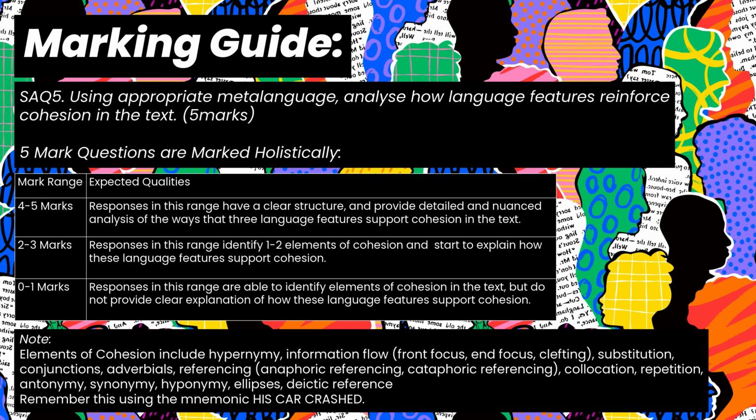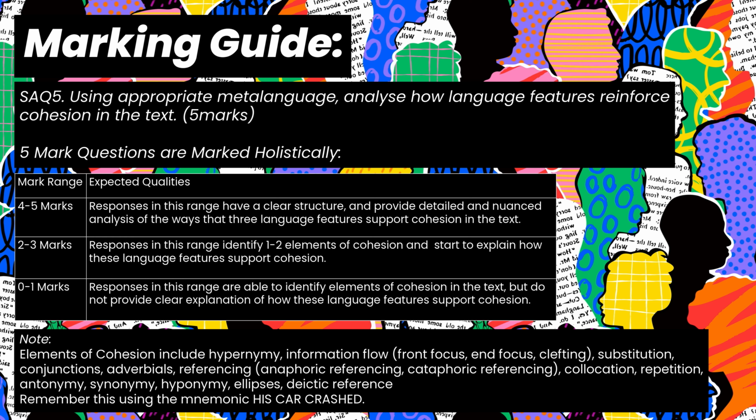And so that means these types of questions, instead of having a really clear checklist for us to make sure we've got all of the key facts listed, instead will be assessed against a table that looks kind of like this. And just like with the AC or the essay, we've got a band and then expected qualities. For this question, if your response doesn't identify the elements of cohesion, or it's able to identify elements of cohesion in the text, but it doesn't provide clear explanation of how these language features support cohesion, it might be in the 0 to 1 mark band.